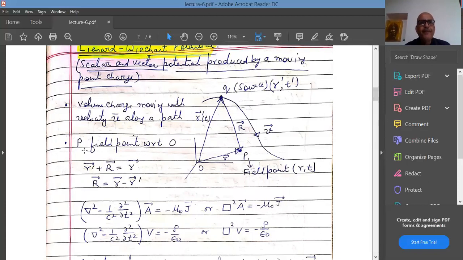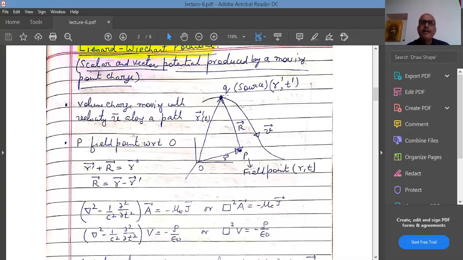So P is a field point with respect to O. The position coordinate r and t are not going to change, because r is the point of observation, which is fixed forever, and t is the time of observation, which is also fixed. The charge is moving. When the observer at the field point receives the signal, the charge might have reached some other position, and the position vector will now be r plus dr. It will not be equal to r. That is what you have to realize.